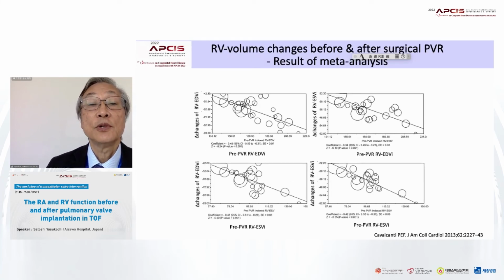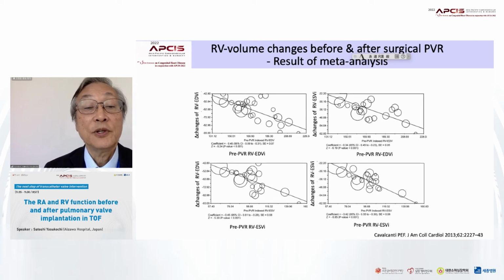This is the RV volume in a meta-analysis of the data, looking at how pre-PVR volume indexes affect the change of both volume indexes. The vertical axis is the changing ratio, and the horizontal axis is the pre-PVR index, RV-EDVI or RV-ESVI. This is all the same. I think the larger the volume of the RV, the smaller the change in post-PVR RV-EDVI. So some larger samples were the number of cases for each study.